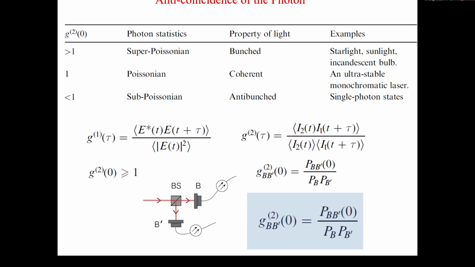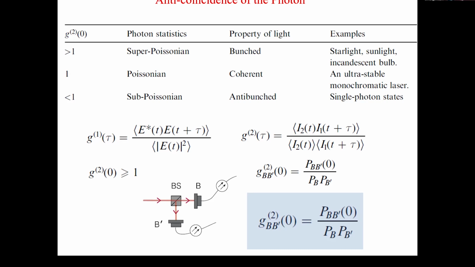So they came up with this formula, which is second order, which instead of using an electric field uses intensities. So you have two intensities at two different times, and you take the product and average. This is the second order correlation function. And this is what we would like to measure for our light source.